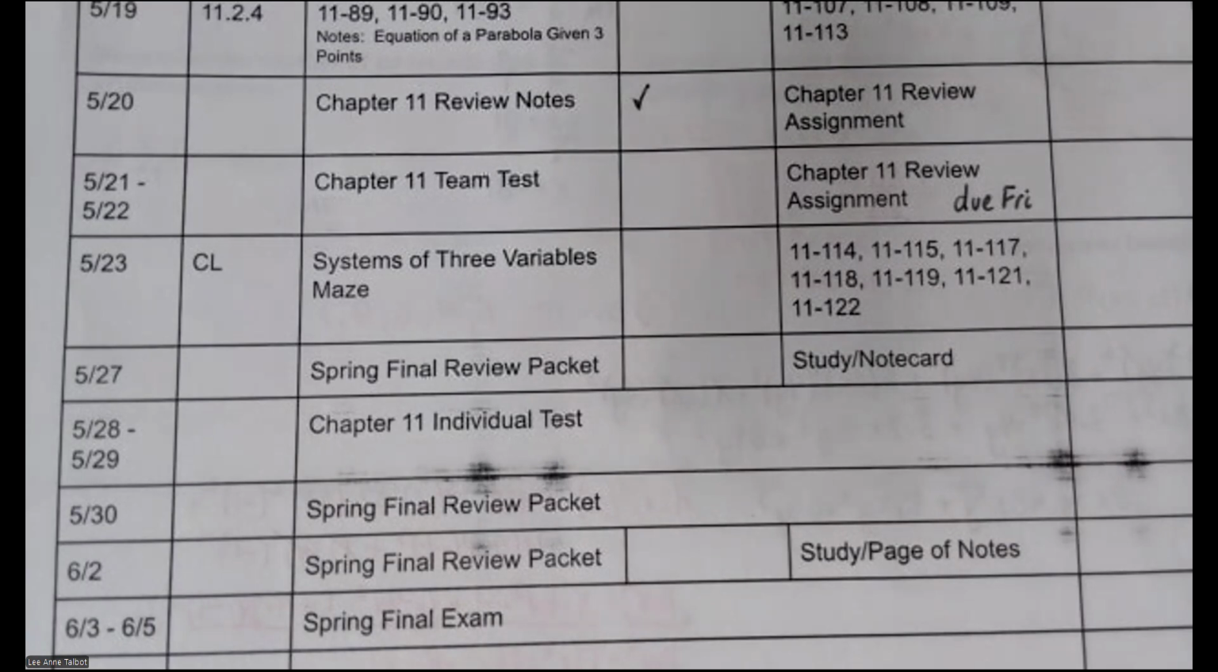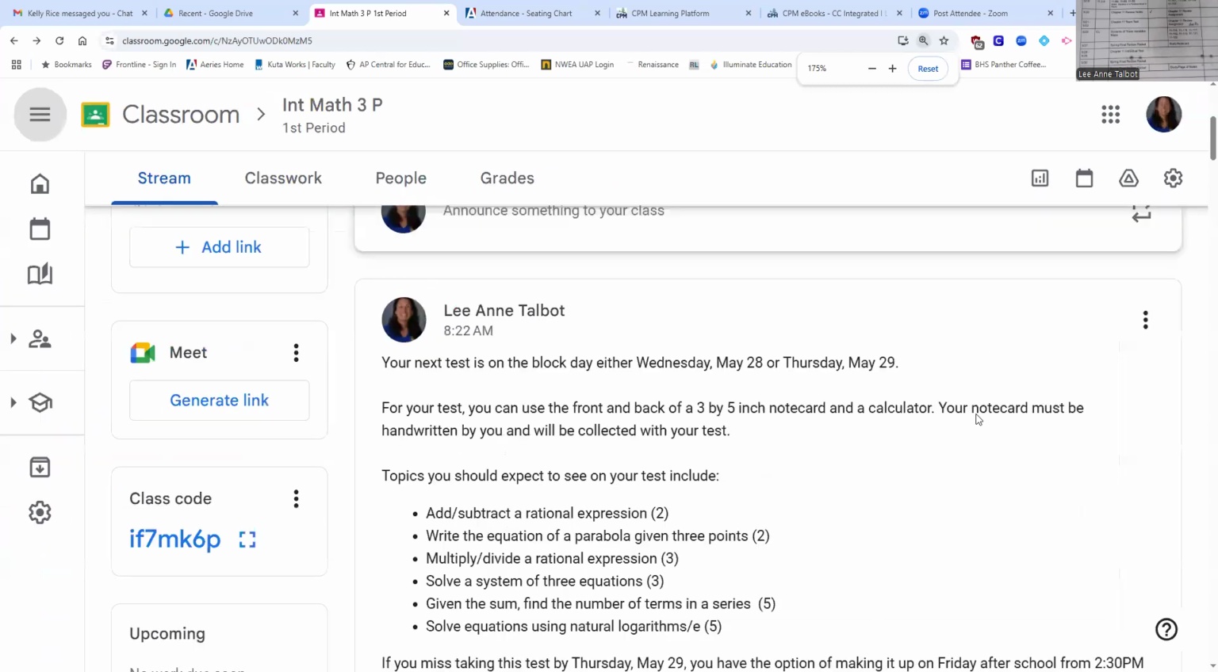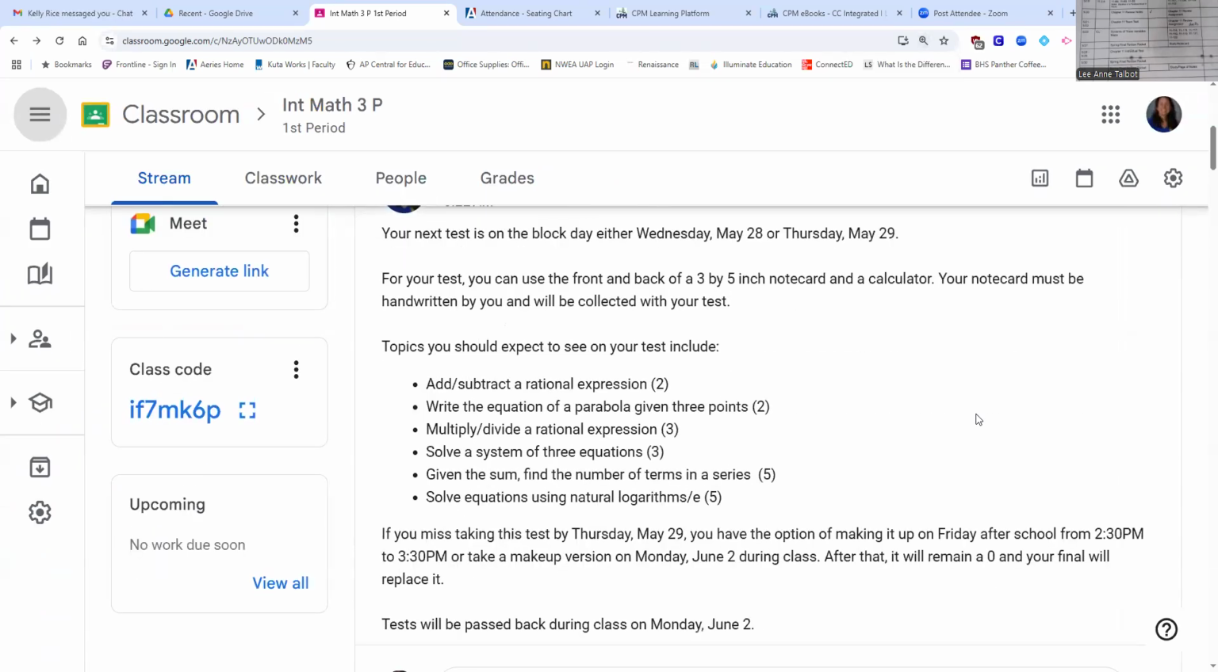Okay, now let's look at something else real quick. I posted this morning. Let's read this. Your last regular chapter test is next week, block day. You can use a note card and a calculator. Here are the topics. The first two multiple choice ones are add and subtract a rational expression. Do you know what that means? The ones where you have to get the common denominator and whatnot. And write the equation of the parabola given 3 points. That's what we just did.